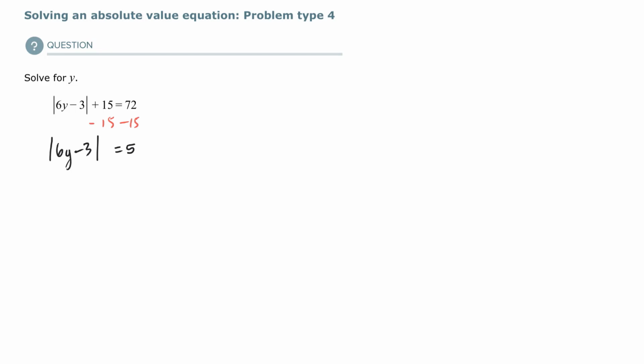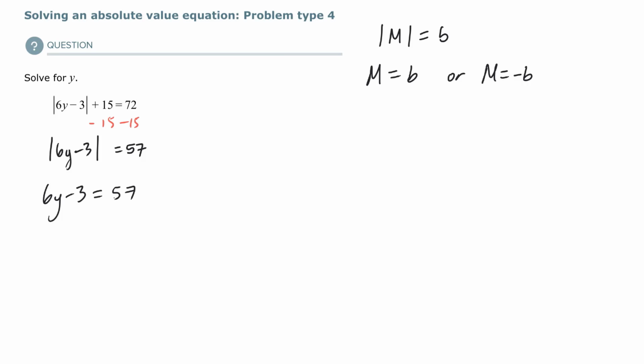57? Yeah, 57. Now, what's the rule with the absolute value? If you have the absolute value of m is equal to b, the next step we could write is m equals b, or m equals the opposite of b. Let's do that. 6y minus 3 is equal to 57, or what? 6y minus 3 is equal to -57.